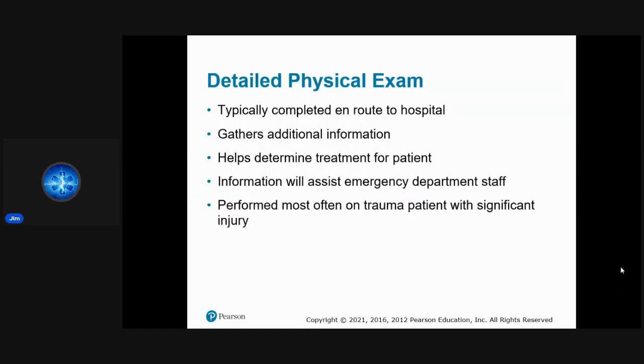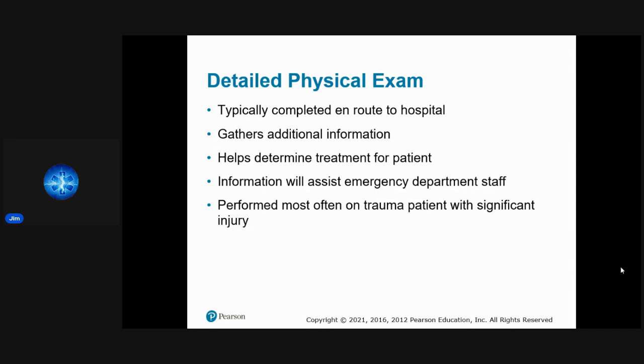A detailed physical exam, typically completed en route to the hospital. This is our secondary physical exam usually. Again, it's a slower exam than the rapid trauma or rapid head to toe for unresponsive medical patients. It helps us gather additional information because we're slowing down and we're really looking at these systems. It'll help us determine what treatment we're going to do if we find some additional information. This information will help the emergency staff later on in their testing process and their lab work.